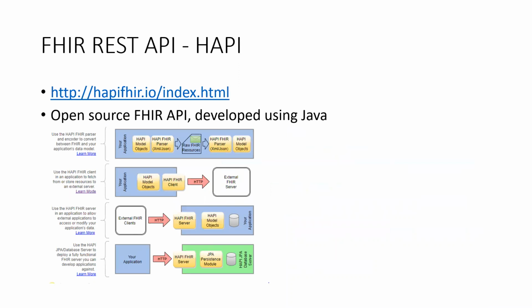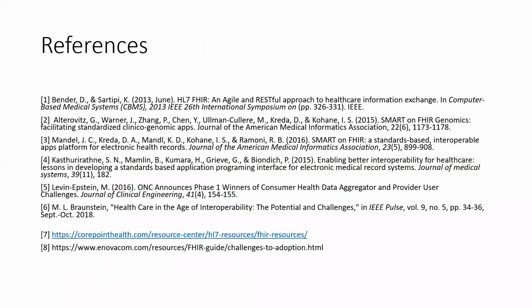The FHIR API is called HAPI, and the URL is right there. It's an open source FHIR API developed using Java. As we see, it is directly accessible on the browser. It gets a request and gives you the data in the form of JSON. Based on the input you specify, you get the answer. Of course, it provides a lot of filtering criteria if you really want to filter down your JSON format. And these are the references that I had referred to.